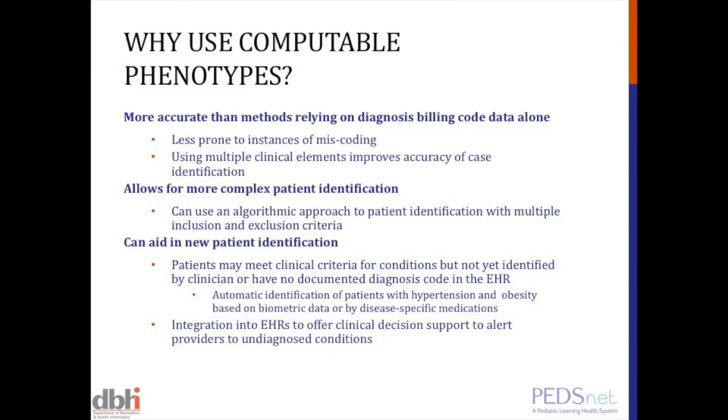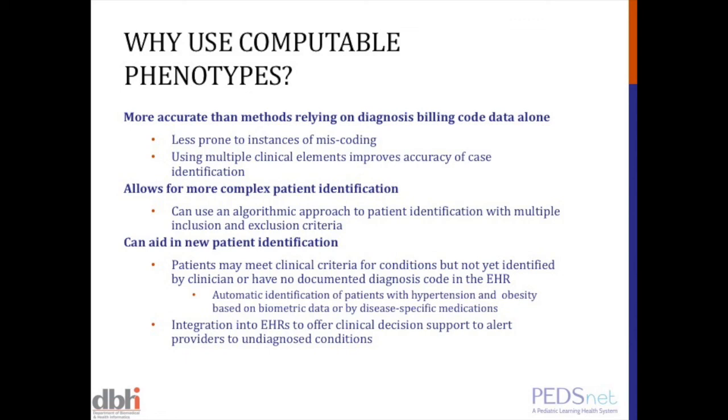So why use these phenotypes? Traditional identification of patients relies on billing data. That's what we've had the longest, most experience with. But you can be more accurate than methods that rely on billing data alone. You'll be less at risk, for instance, of miscoding. We're going to talk about an inflammatory bowel disease example, where sometimes a diagnosis can be miscoded from Crohn's to ulcerative colitis and vice versa.